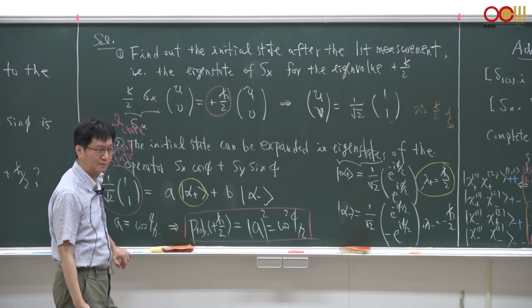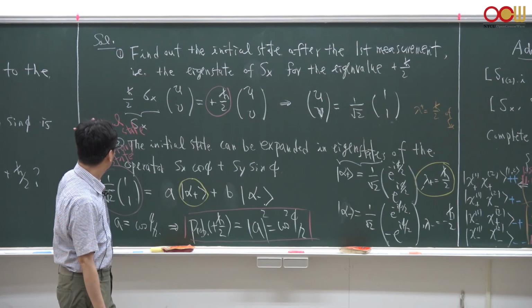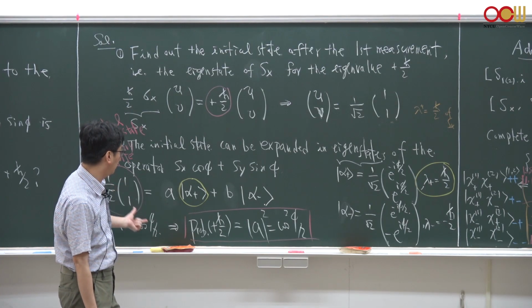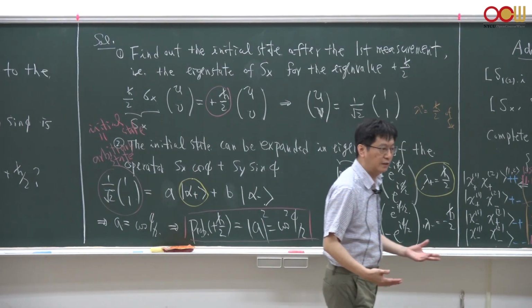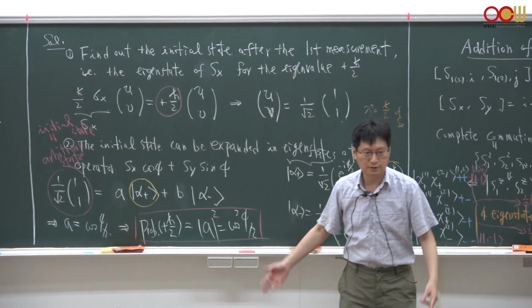The results after any kind of subsequent measurement can only be one of the possible eigenvalues of whatever operator you want to measure. Any arbitrary state could be the initial state, and the initial state could be expanded in terms of the linear combinations of the complete set of eigenstates of whatever operator.